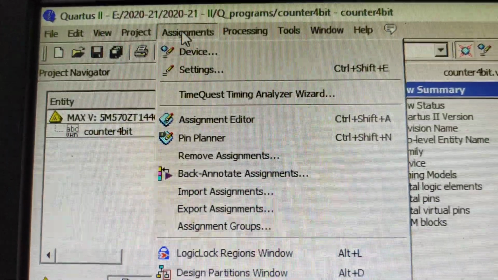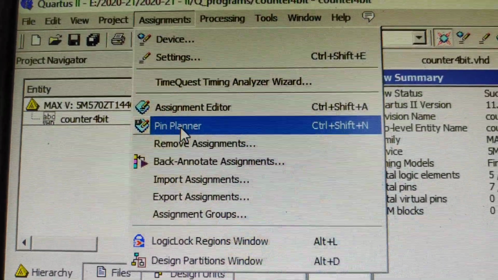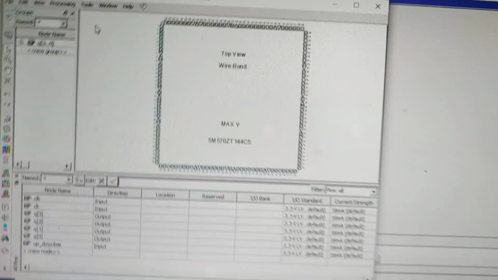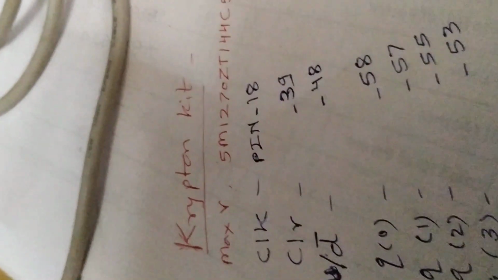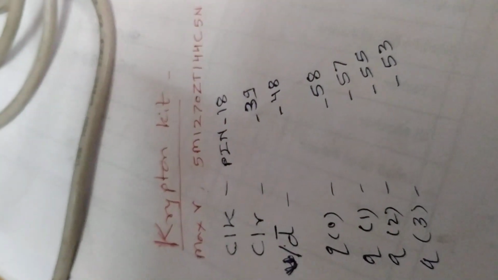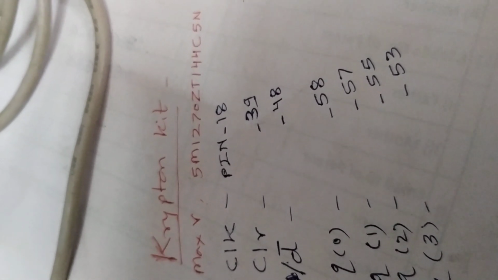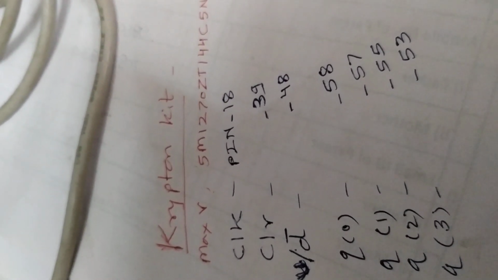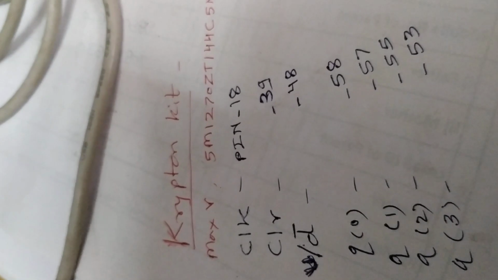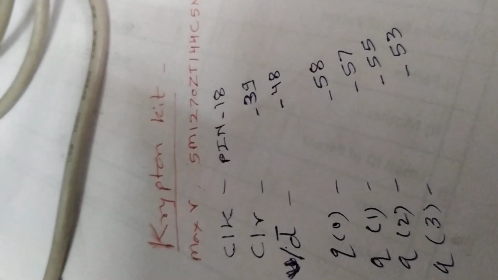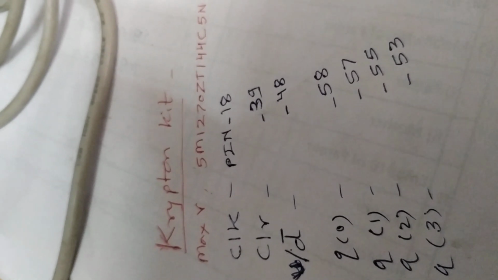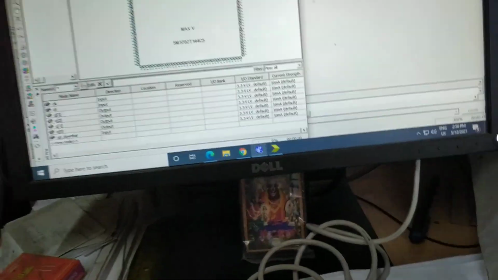Going for the next step, that is assignment. With the assignment, going for the pin planner. Now here you can see the pin planner. For the clock, pin number 18 is considered. For the clear, pin number 39. For up down bar, pin number 48. Q0, Q1 and so on are the LEDs: 58, 57, 55, 53. I am entering these here.